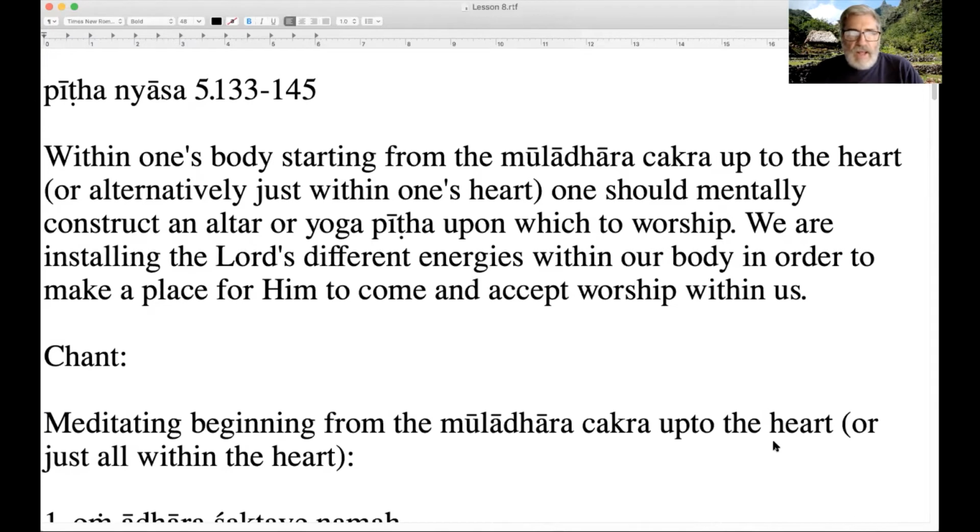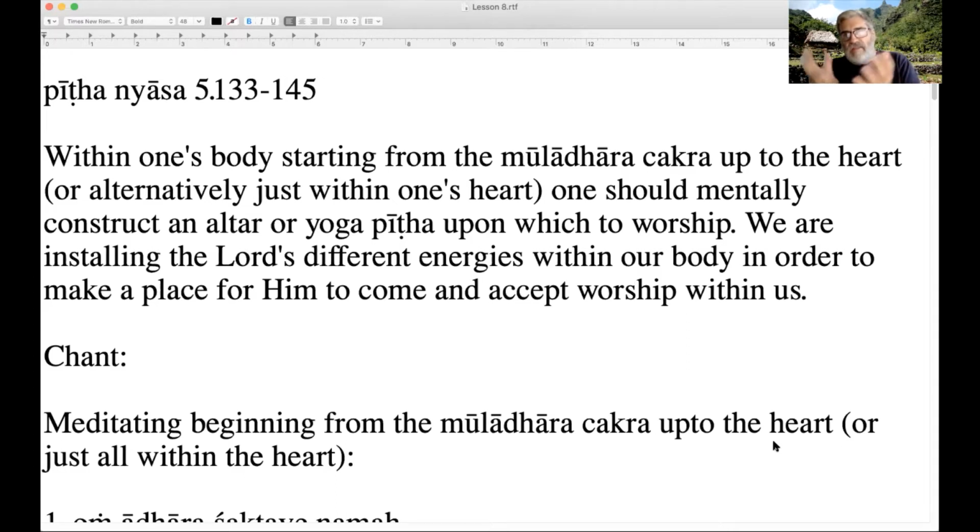Okay, so as we just went over, the Pitanyasa is described in Hari Bhakti Vilasa, 5th Vilasa, texts 133 to 145. Within one's body, starting from the Muladhara Chakra. Now remember, the Muladhara Chakra is at the base of the spine, and we talked about it before when we were talking about the internal Matrika Nyasa. The Muladhara up to the heart chakra, right? And alternatively, just within one's heart, right? So we could either do this using the whole body as a pitam, or we could do it just using the heart as a pitam, right?